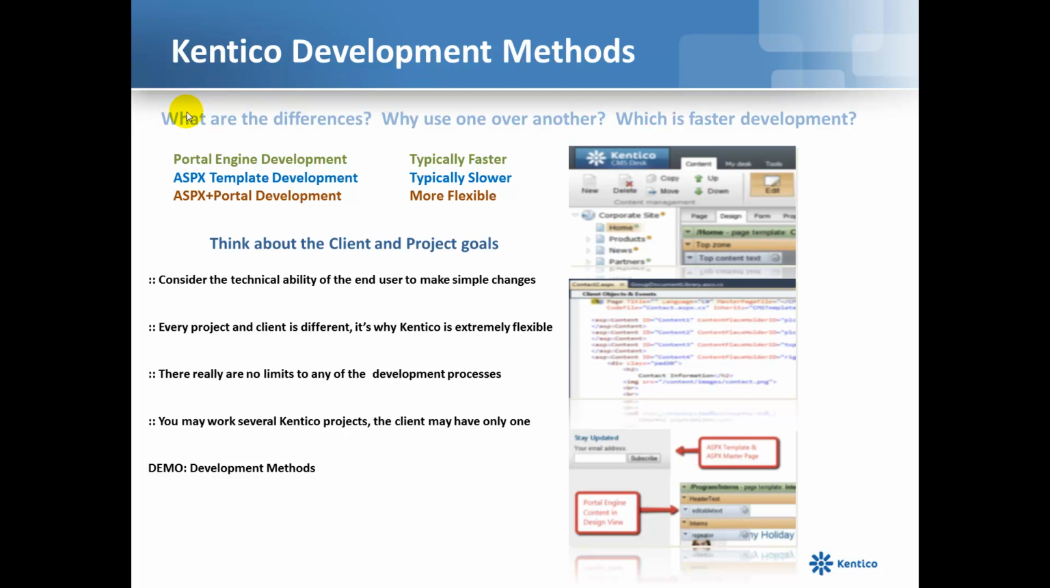I try to consider the technical ability of the end user. Can they make simple changes without my help? Or do we have to be involved in the entire process for every single change the client wants? Every project and client is different, and Kentico is extremely flexible, as you might as well know. You've used it for a number of years. You're a partner. There really are no limits to any of the development processes between ASPX and Portal. They're just as flexible on either side.